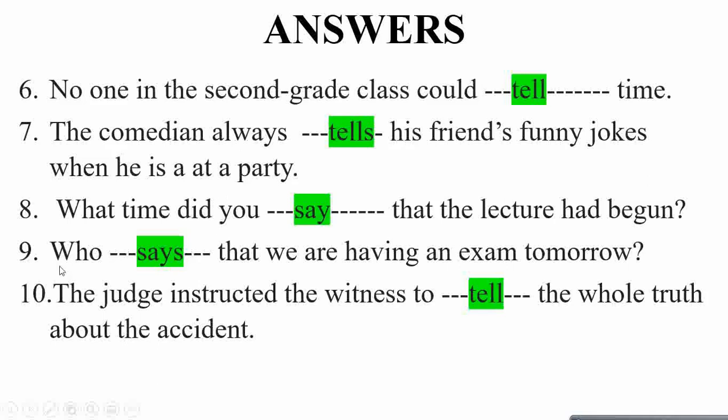Question 9. Who says that we are having an exam tomorrow? Since we have no indirect object, it's just direct thing, so we just write the word says accordingly, according to the tense of the sentence.